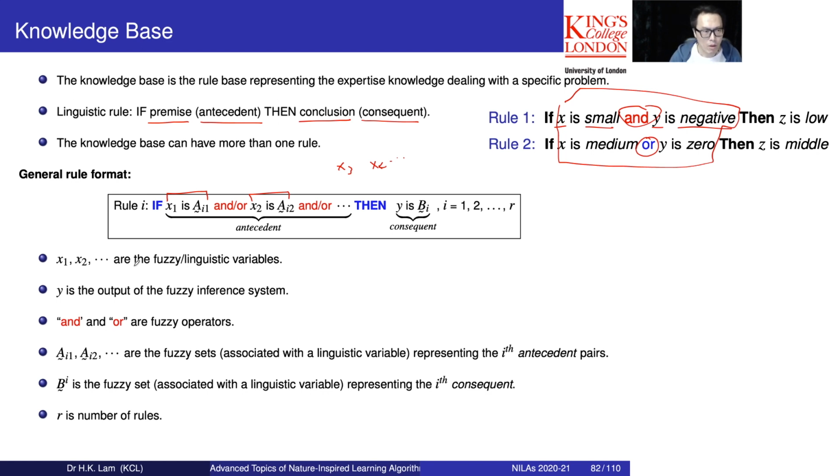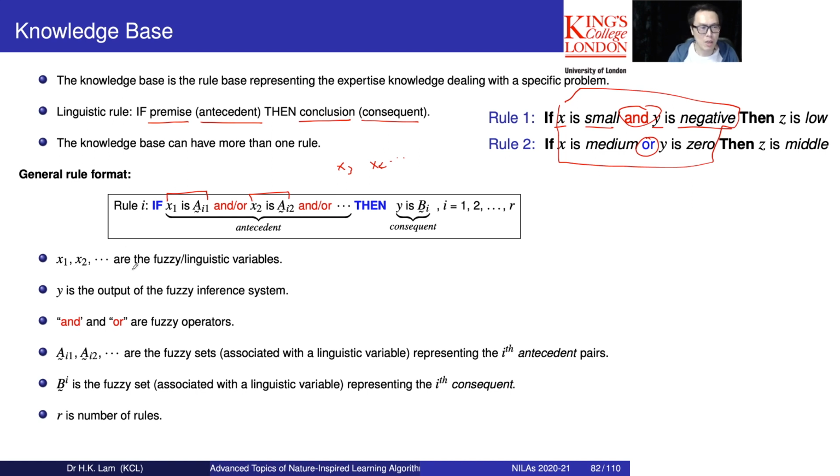Now we have more details. All these inputs we call fuzzy variables or linguistic variables. Y is the output of the fuzzy inference system. In the output, if we have more than one output, we are not going to use and right here. So we can have a multi-input single-output system. If you have a multiple-input multiple-output fuzzy inference system, you can break it down into a number of multiple-input single-output systems.